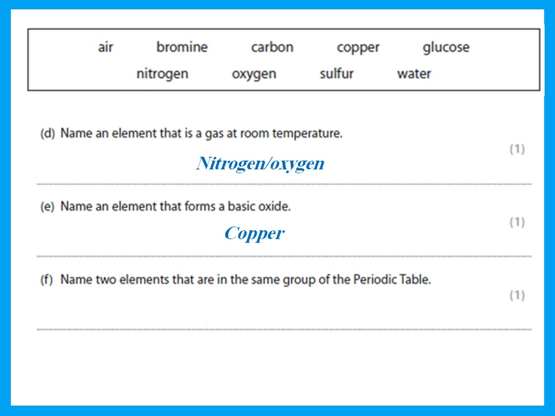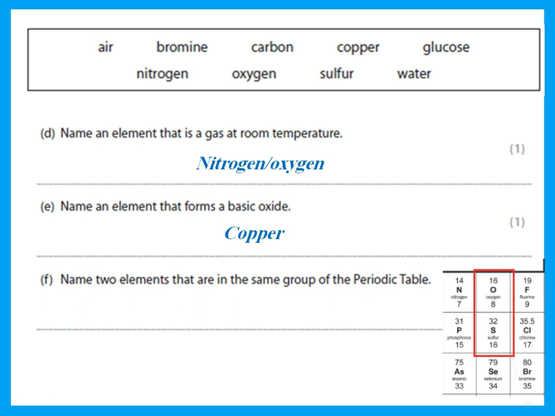Name two elements that are in the same group of the periodic table. Which of these is in the same group? If you look at oxygen and sulfur, remember that the group is the vertical one. So in the same group, that means they should be vertically together. So that is sulfur and oxygen.